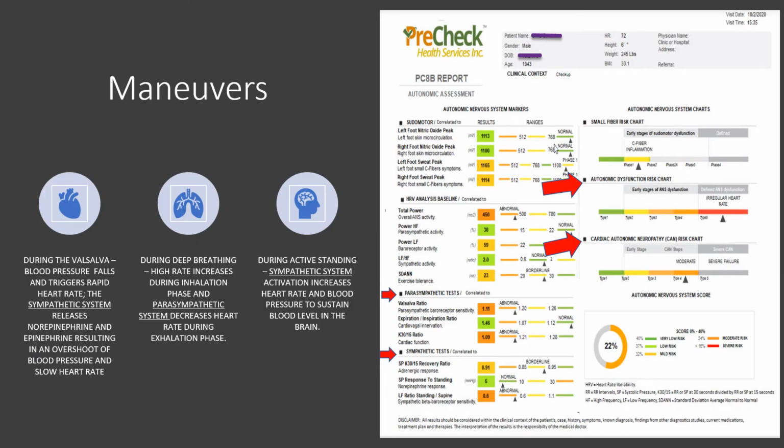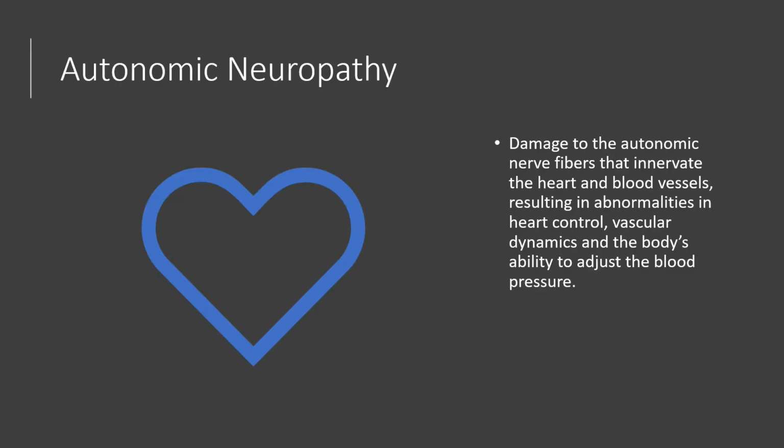Now, the various maneuvers and the device bring about additional modalities, which the software then processes to give a score of the autonomic dysfunction as well as the cardiac autonomic dysfunction. Now, autonomic neuropathy refers to damage to the autonomic nerves that innervate the heart and blood vessels, resulting in abnormalities in heart control, vascular dynamics, and the body's ability to adjust the blood pressure.